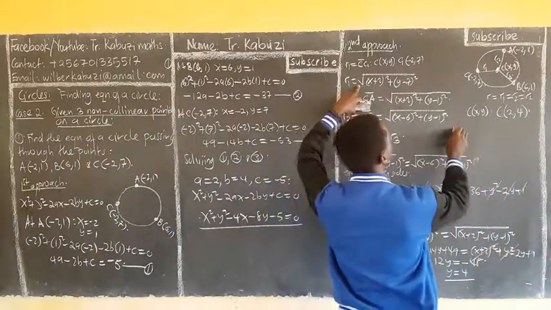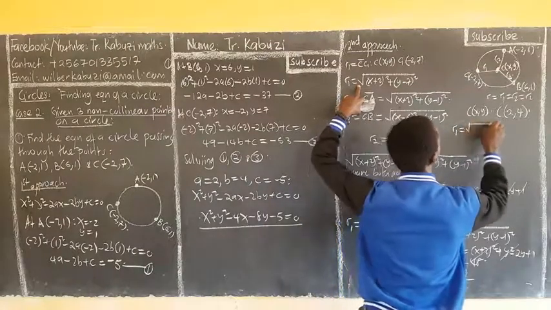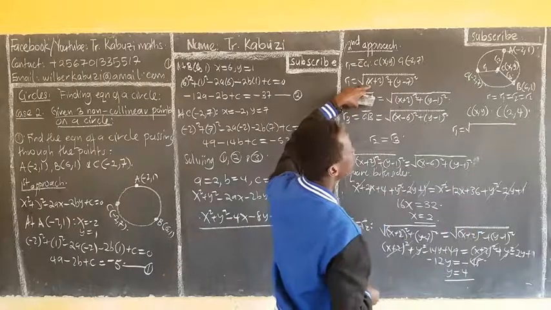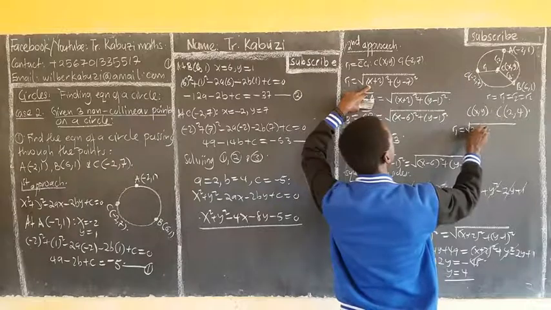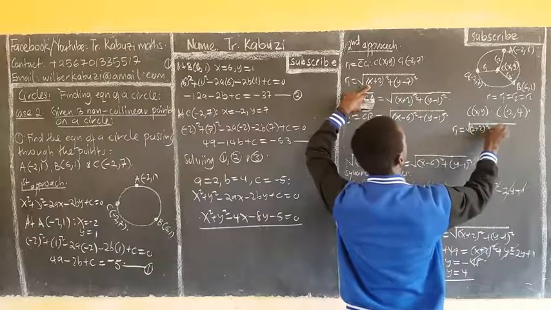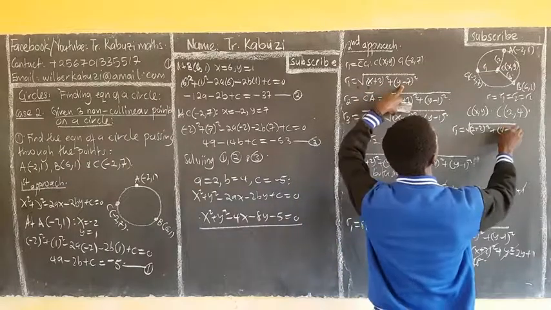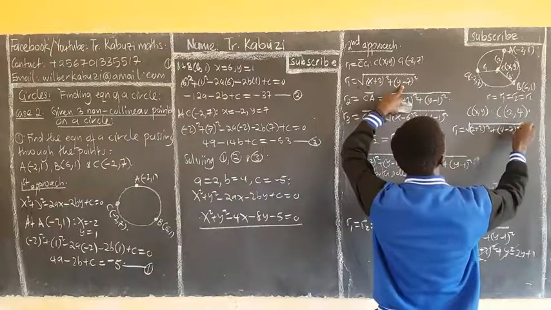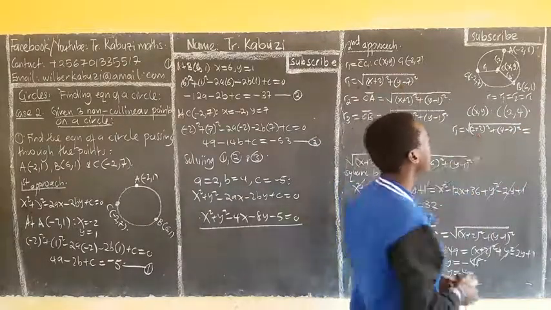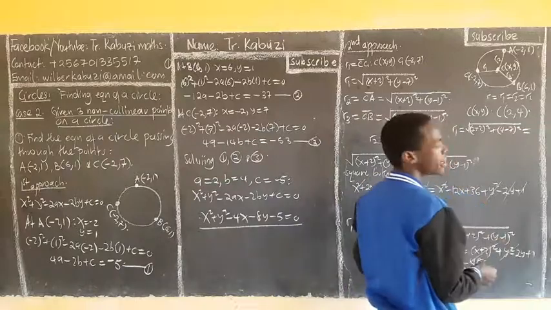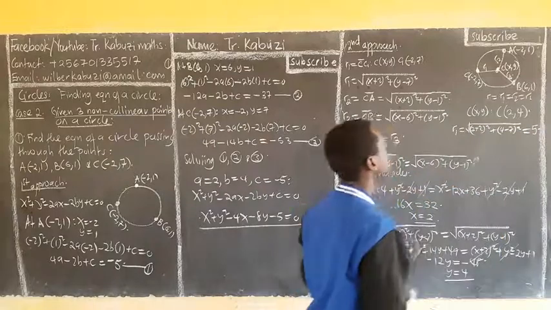So from my R1, my radius is going to be the square root of, taking x is 2, so (2 plus 2) the whole square, then plus (y minus 7) squared, so we have (4 minus 7) squared, which will give me 16 plus 9, which is 25. The square root of 25 is 5. So I have everything.